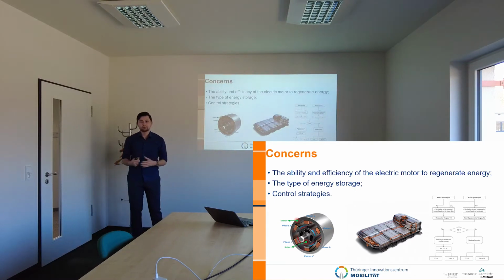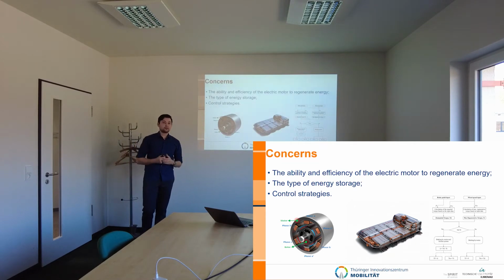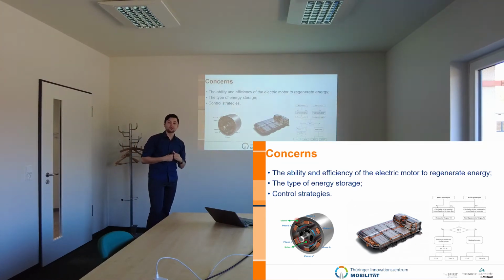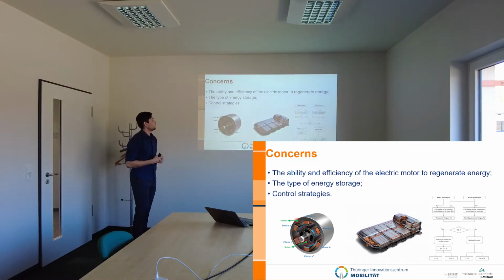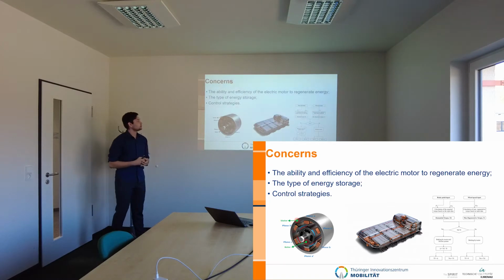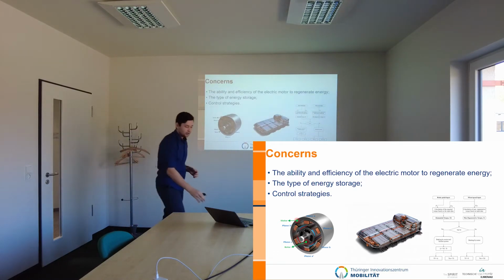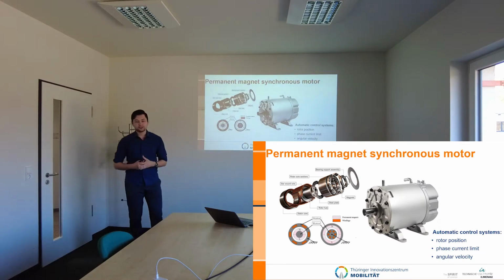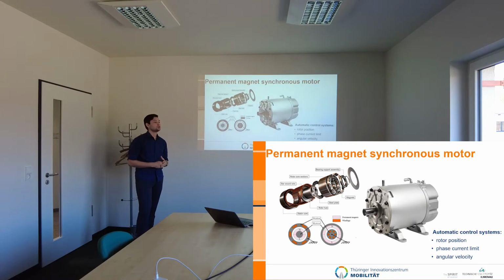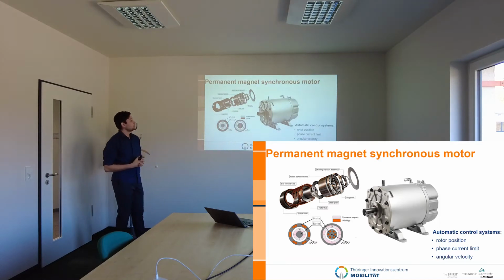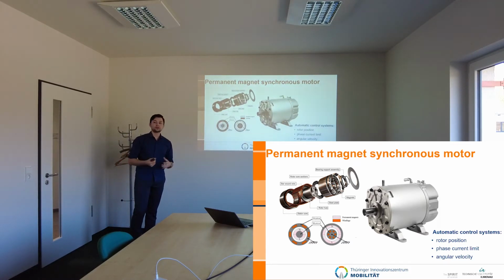So the main idea of the whole project was to save the driving perception after introducing this regenerative braking torque in some model, and that is why 3 concerns were established. First, the ability and efficiency of electric motors to regenerate energy, the type of energy storage, and control strategies. Reviews show that one of the most efficient electric motors is the permanent magnet synchronous motor, which uses permanent magnets on the rotor and windings on the stator. The efficiency of the given motor can also be improved by field-oriented control, for example.